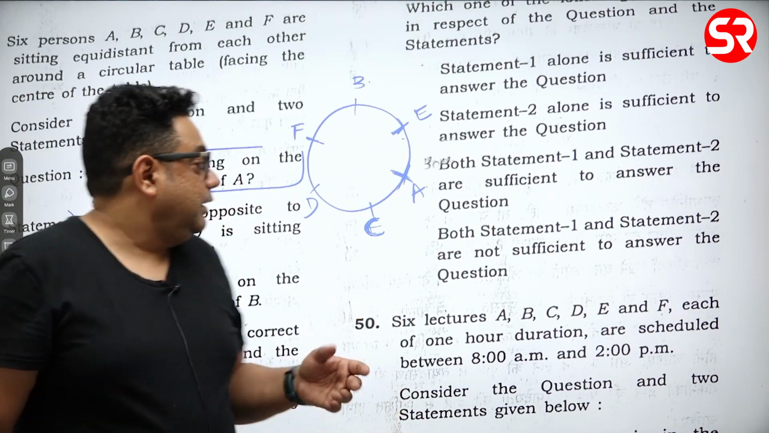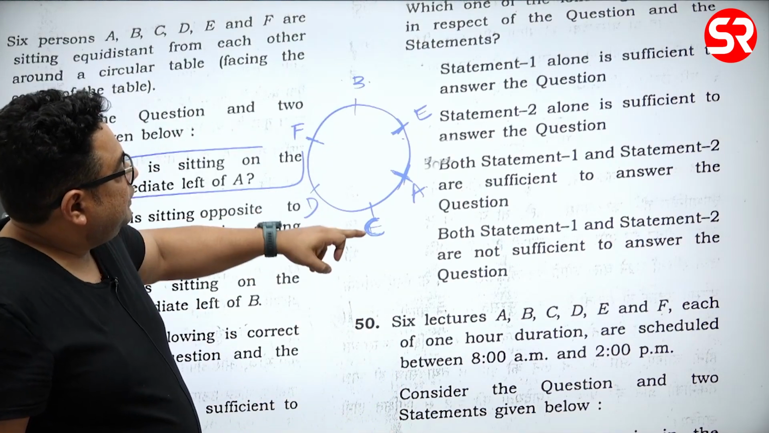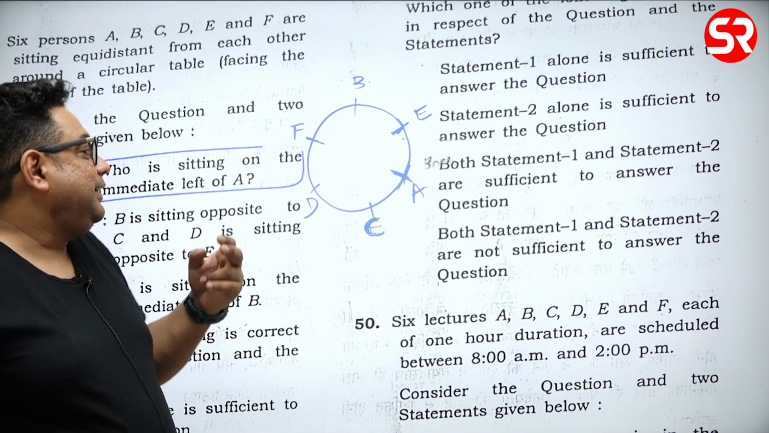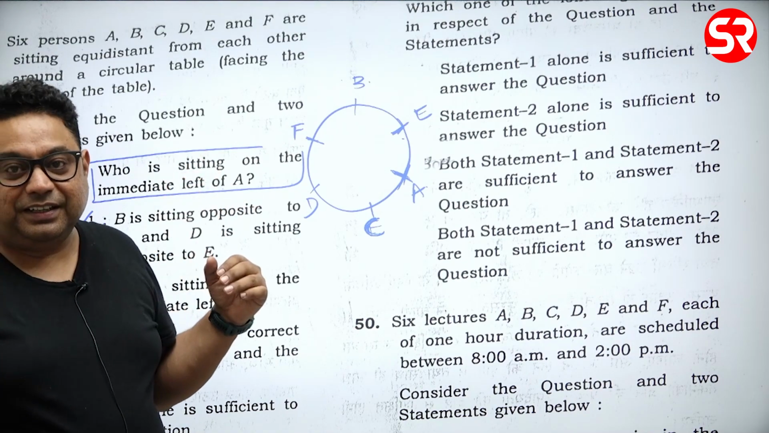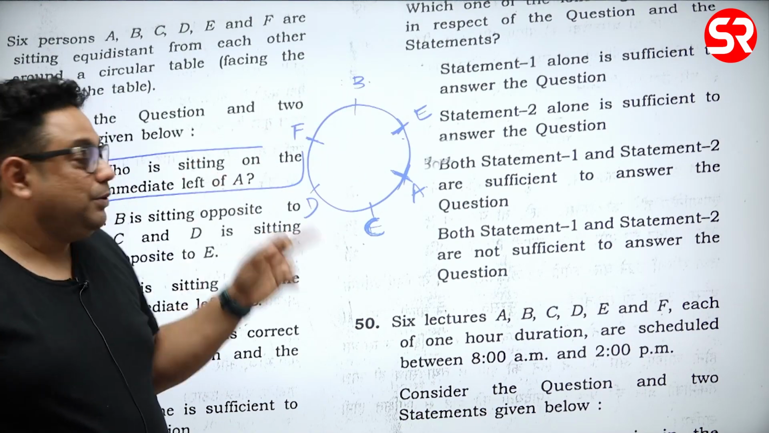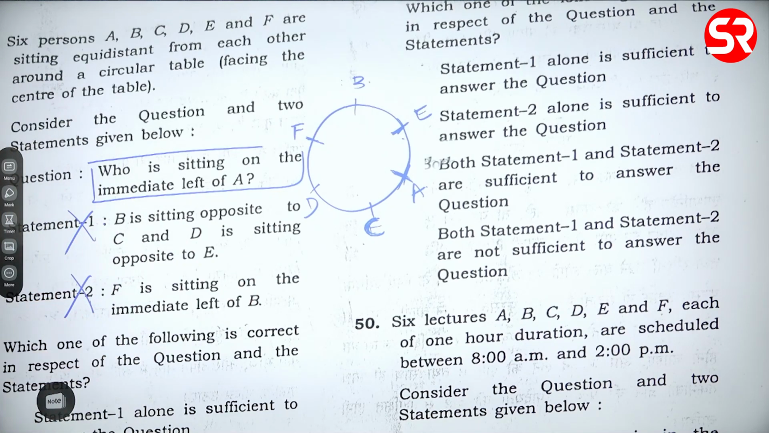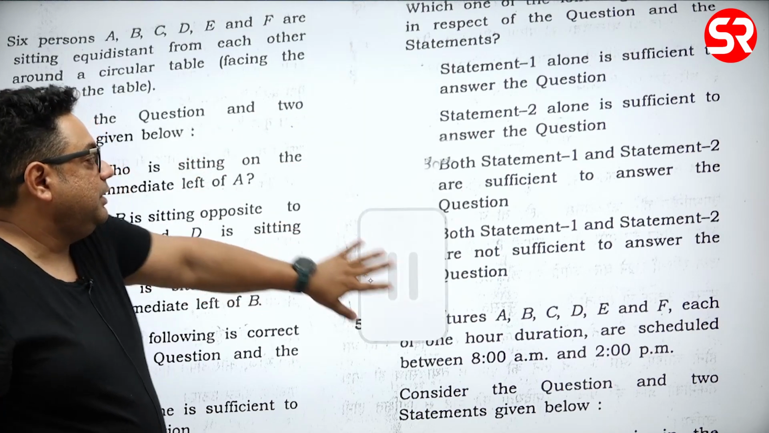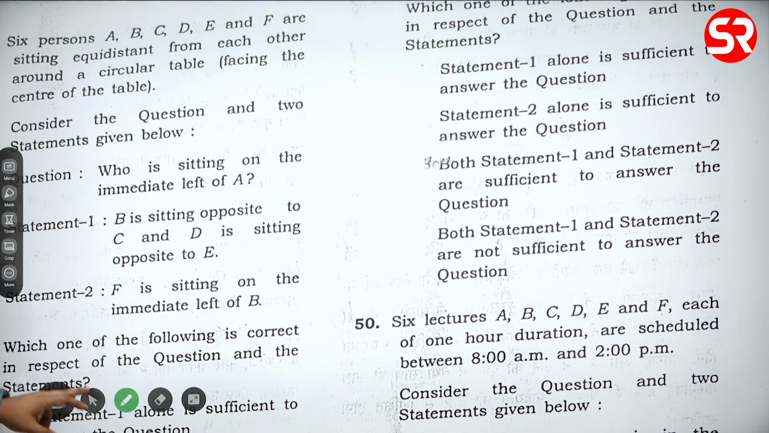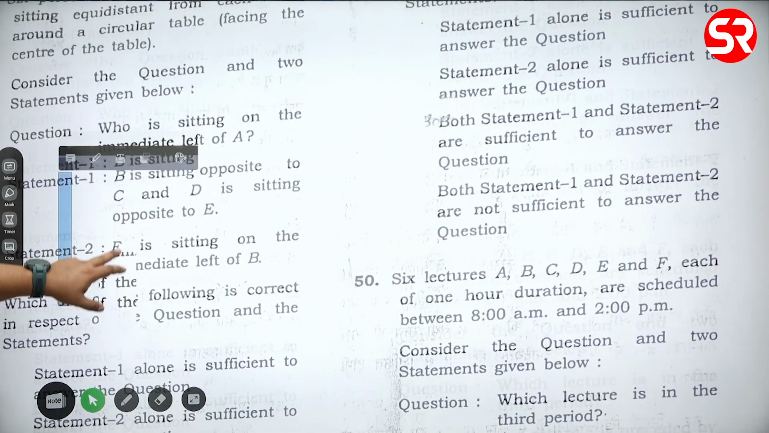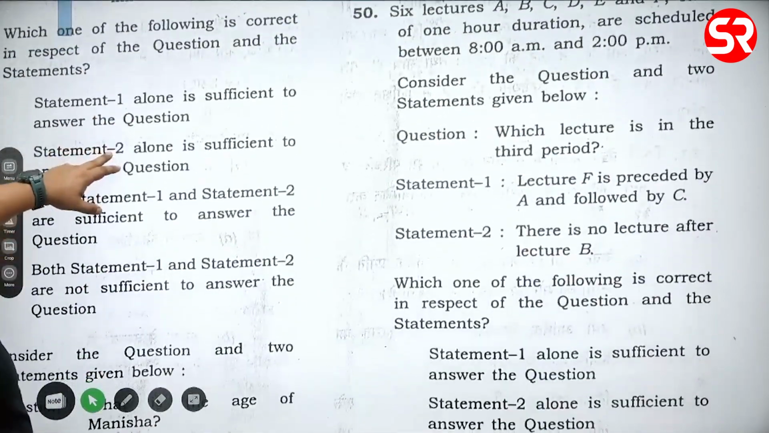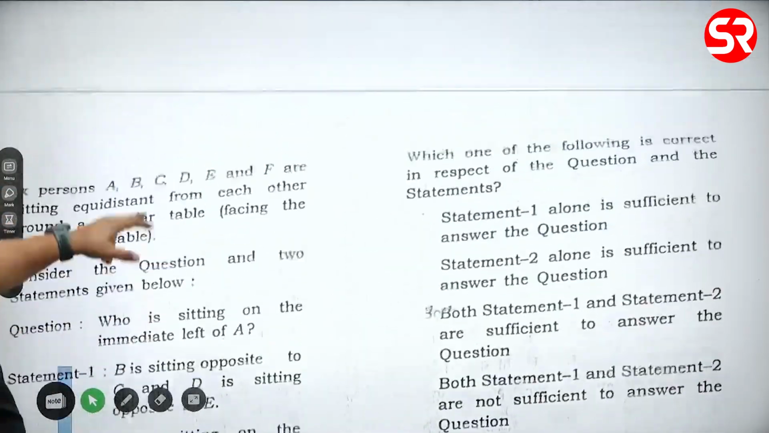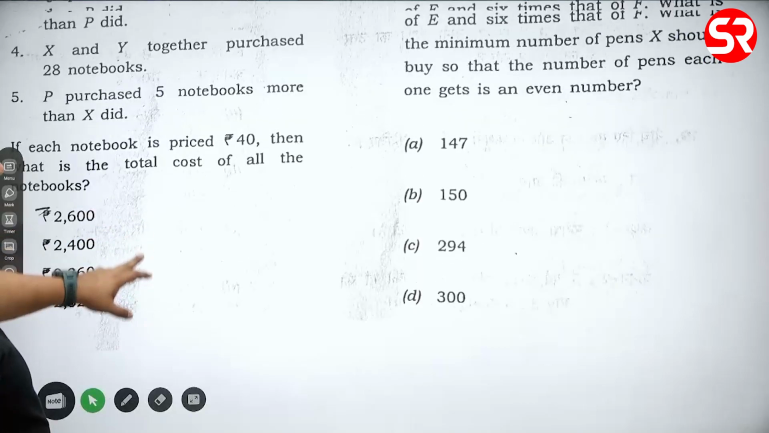But see, this may change now. B and C are opposite to each other, so C may be here, B would be here. So you cannot give a unique answer. Either it may be C or it may be B. So you don't get a unique answer even by using both the statements together. In that case, definitely the question is not answerable when you use both the statements together. See this? Statement 1 and statement 2 are not sufficient to answer the question. Alright. So now let's see.